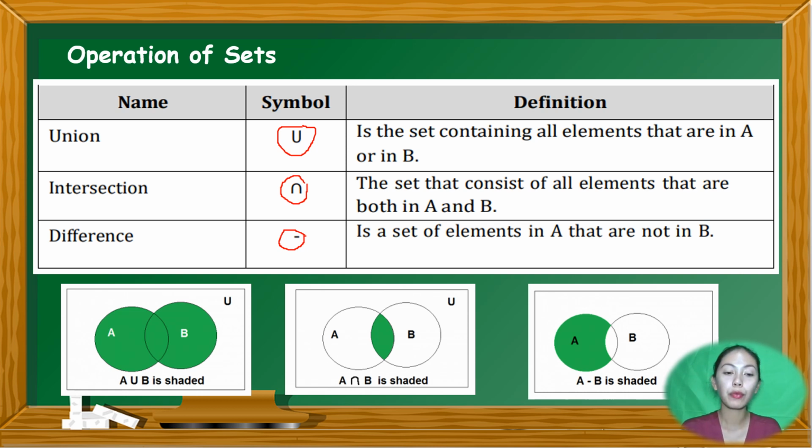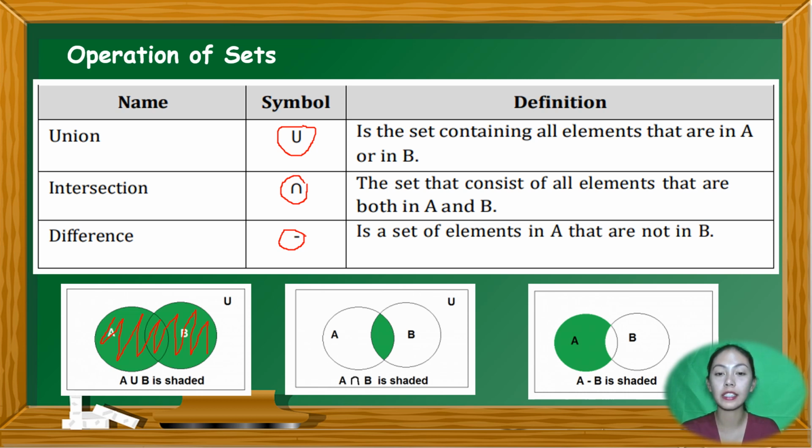So, if we have this one, we have here sets A and B. So the union of sets A and B are those elements in this shaded part, no? So in all parts of A and B, that is the union of sets A and B. Okay. Next is the intersection.